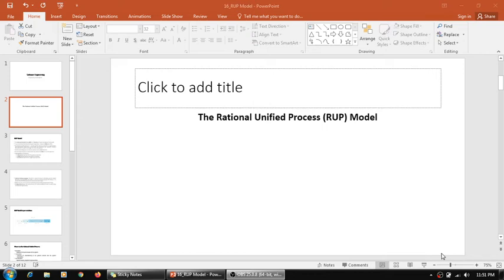Good morning, students. So let's continue with the RUP model, that is the Rational Unified Process Model. We have done all the traditional models. Then we have done the V process model, the RAD model. Now it's the Rational Unified Process Model.